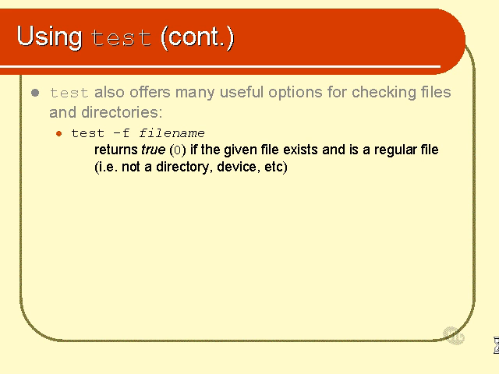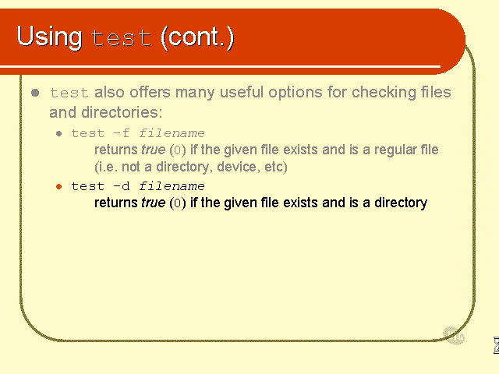We've got test minus F. Notice that the minus F is actually the first parameter to test. Now this returns true if the file that you specified exists and is a regular file. In other words, it's not a directory or a device or something like that. And we've also got test minus D, which is exactly the same, but it will actually return true if the file exists and is a directory. If it's just a regular file, then it will return false.